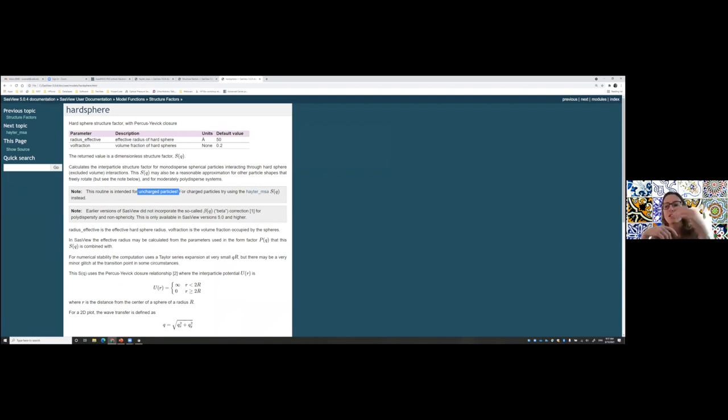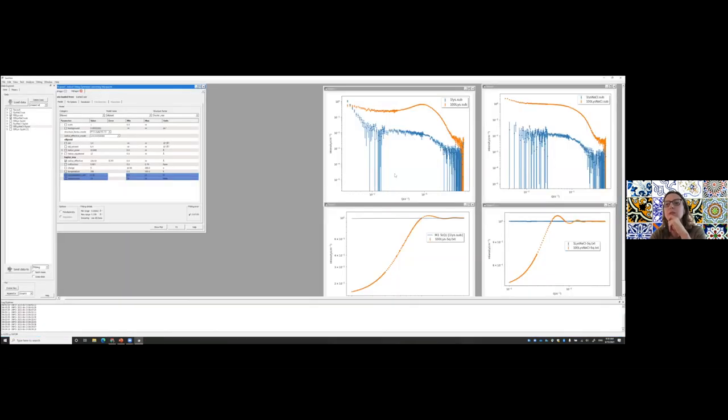And you can try this on your own time. You can maybe try it, instead of using the Hayter MSA, you could try the hard sphere and see if that improves your fit. And hopefully it will for the salt case. But again, you have to do a little bit of reading about what the models do.